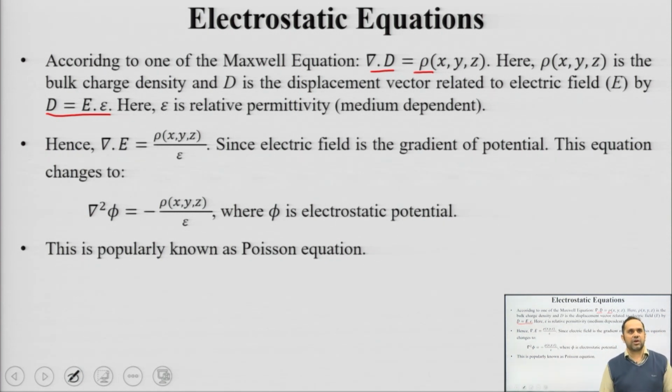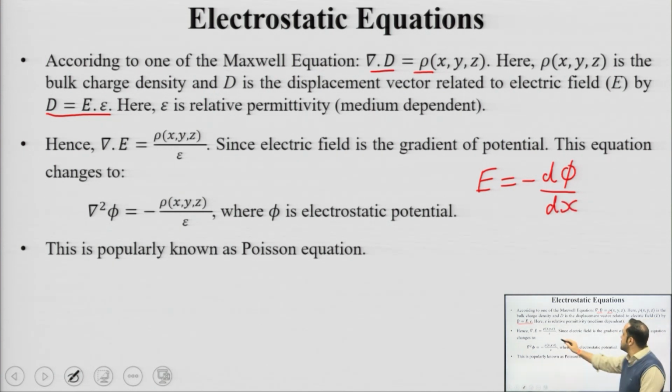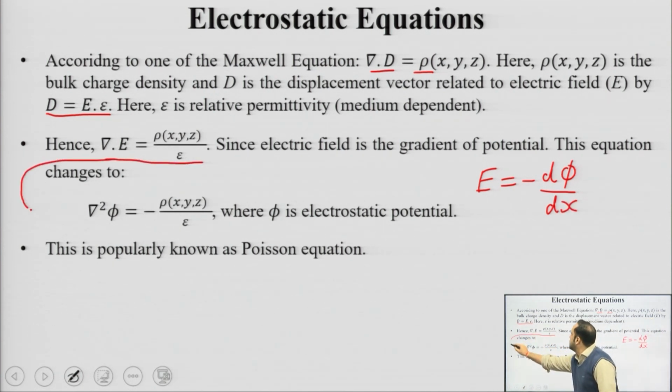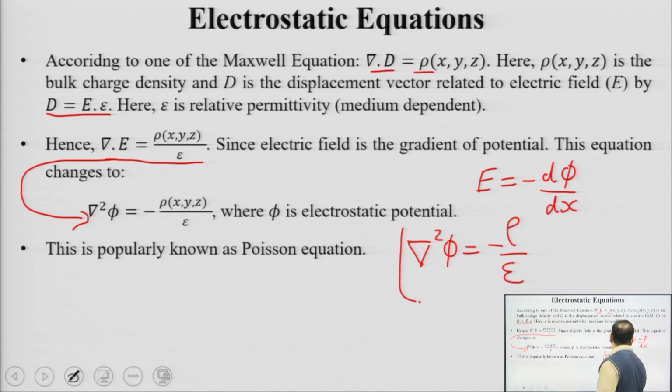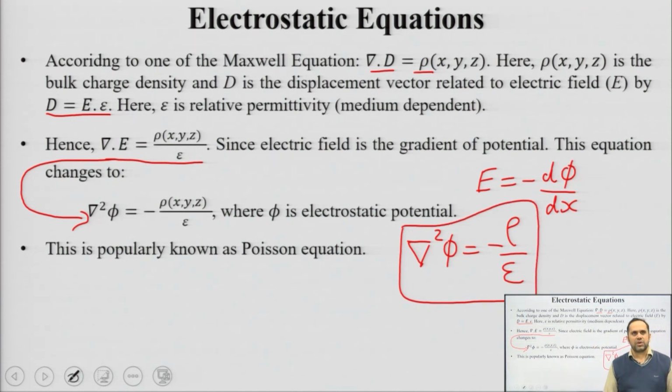So, displacement vector is equal to strength of electric field times epsilon, epsilon being the permittivity. Okay. So, del dot E becomes rho by epsilon, okay, and electric field is the gradient of potential. So, E is equal to minus dV by dx or minus d phi by dx, since electric field is minus d phi by dx. This equation here can be written like this. Okay. So, del square phi equals minus rho by epsilon. This is also known as the Poisson equation, quite commonly known as Poisson equation.